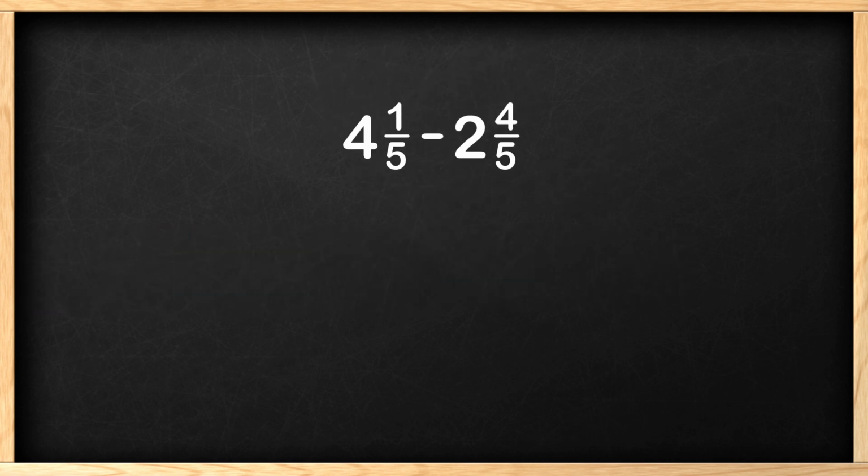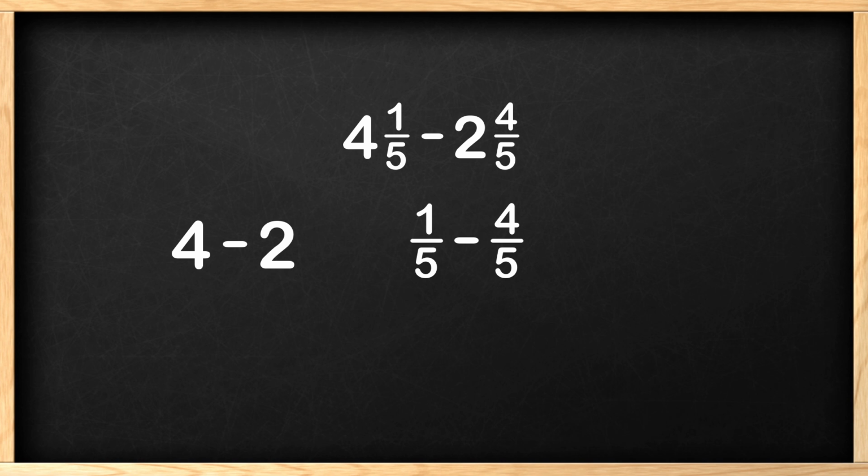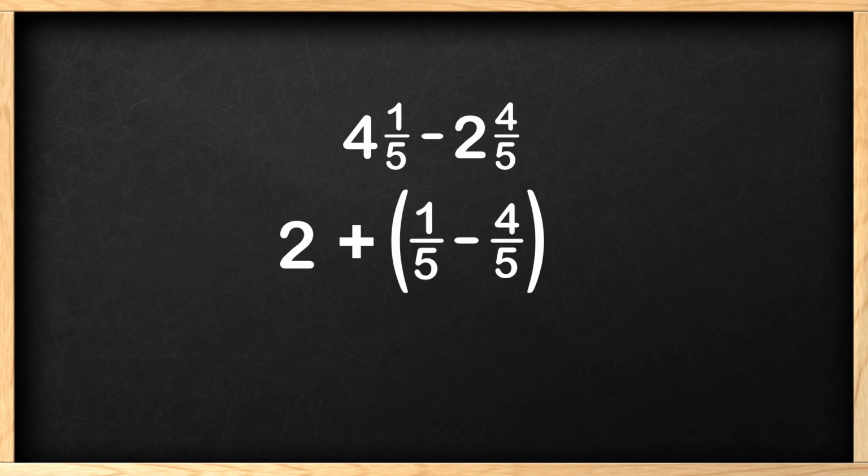We started before by subtracting the whole numbers first, and then we tried to subtract the fractional parts. Remember, we can use grouping symbols to show the subtraction of the whole numbers and the fractional parts. We know 4 minus 2 is 2. But we got stuck when we needed to subtract 1/5 minus 4/5.